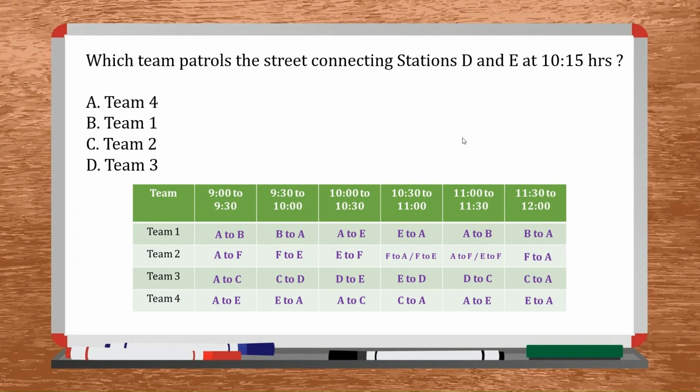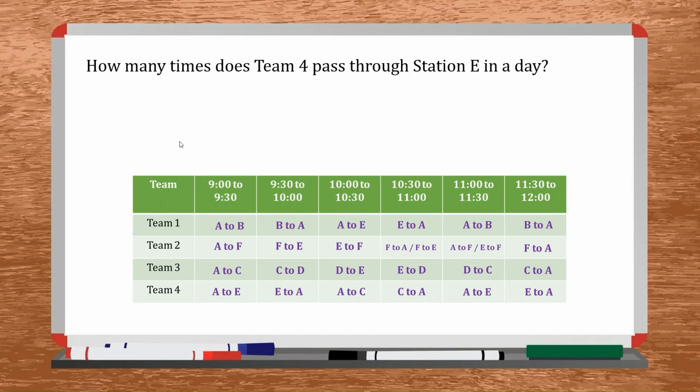Which team patrols the street connecting D and E at 10:15? So at 10:15, from D to E, team 3 is patrolling that particular street, which is option D. How many times does team 4 pass through station E in a day? Team 4 passes through E once at 9:30 and once at 11:30. So 2 times. Hence the answer is 2.